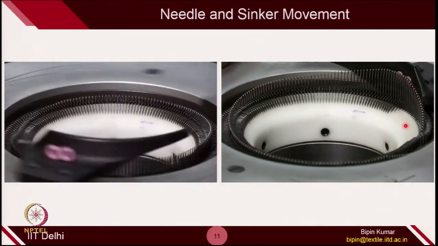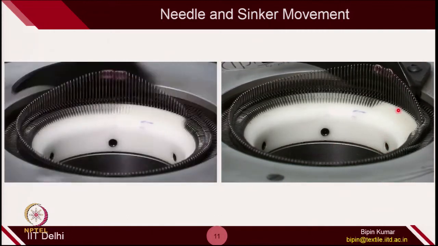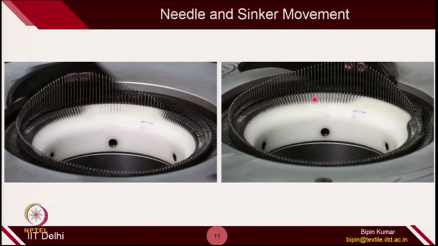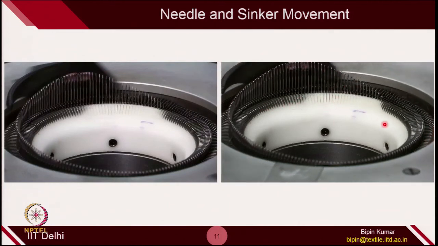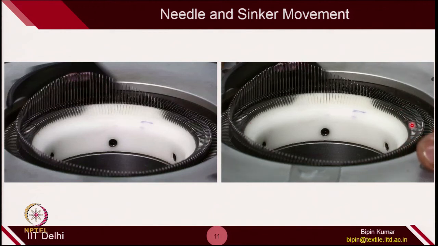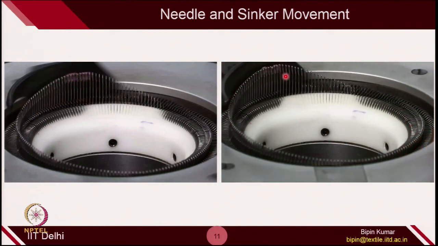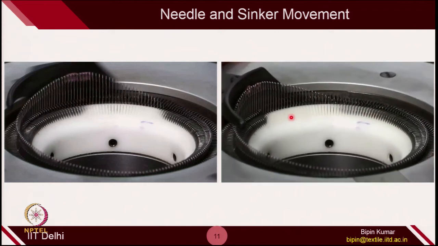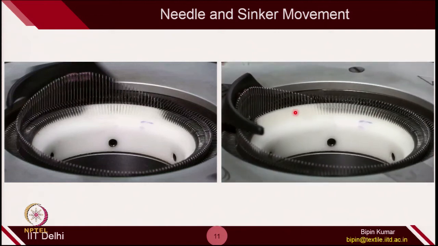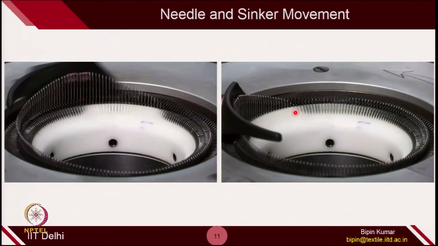So, here you can see there are some objects which go inside, and at this moment you can see the sinker part, and these are the needles which are going up and down. Here the needle is in the downward position, here the needle is in the upward position, and you can see now the sinker is coming out, and at this moment all the sinkers are inside. So, this is how it works.